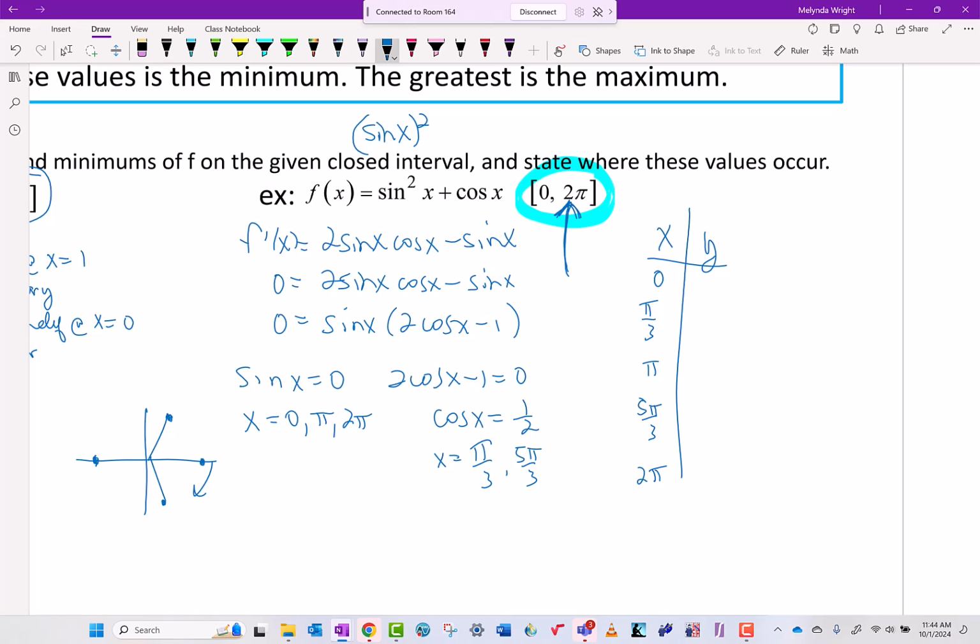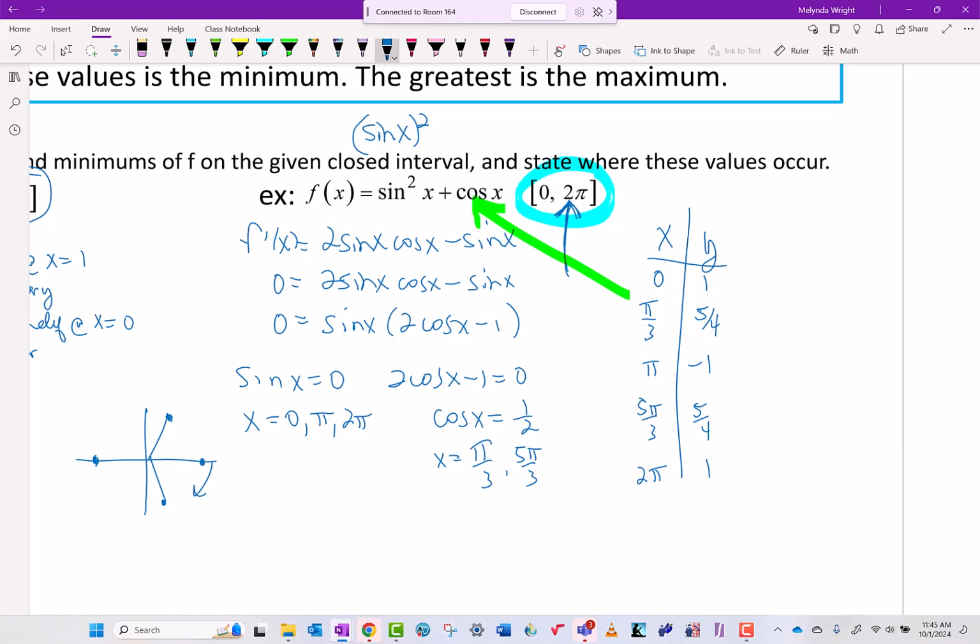Now I have already calculated these, and where am I going to put them back in? The original, right? I'm going to put them back in here. I did that already, just for time's sake, so I'm going to go ahead and write down what I got. So 0 gave 1, pi over 3 was 5/4, pi was -1, 5 pi over 3 was 5/4, and 2 pi was 1.